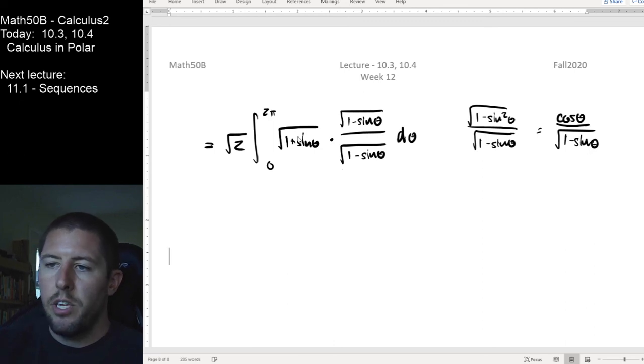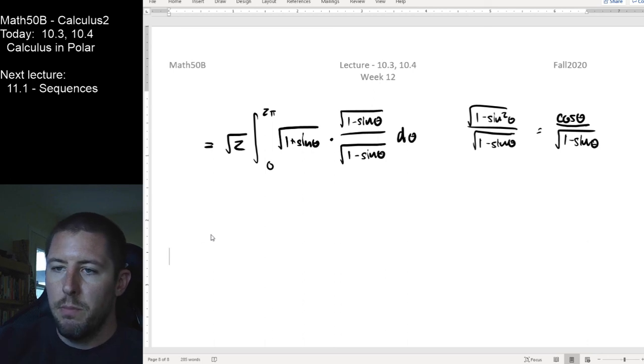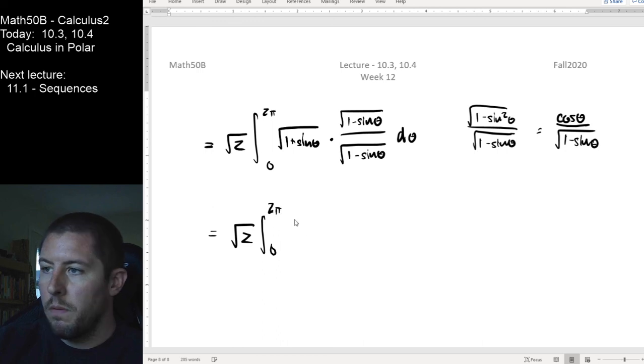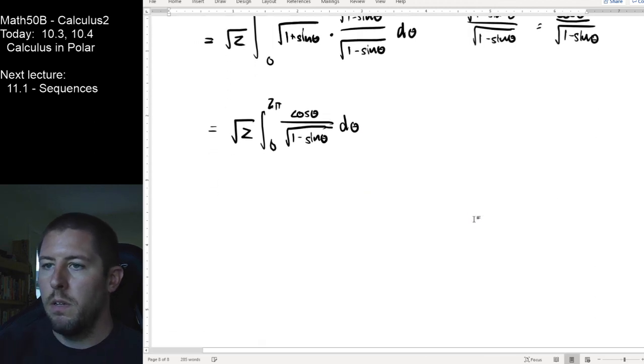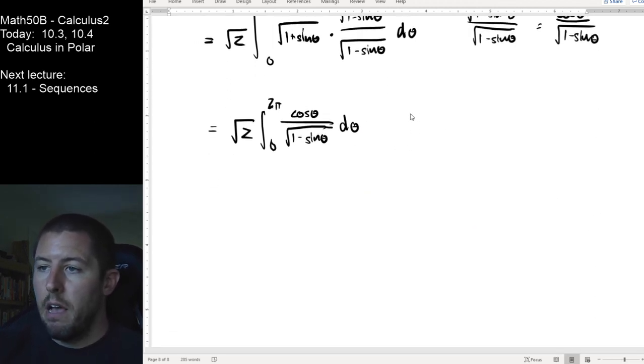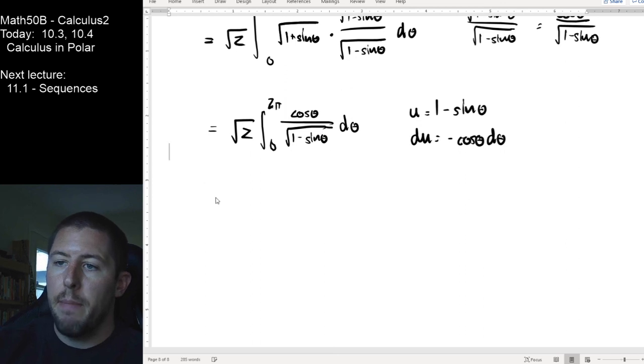The real issue is that I can't do a u sub with the original because I don't have a cosine term to partner with. So by multiplying by a conjugate, I have introduced a cosine term that I can now partner with to do some u sub. So now I'm thinking to myself, I can make a u, something like 1 minus sine theta, and use the du of negative cos theta d theta. And that's going to allow me to make my substitution happen.